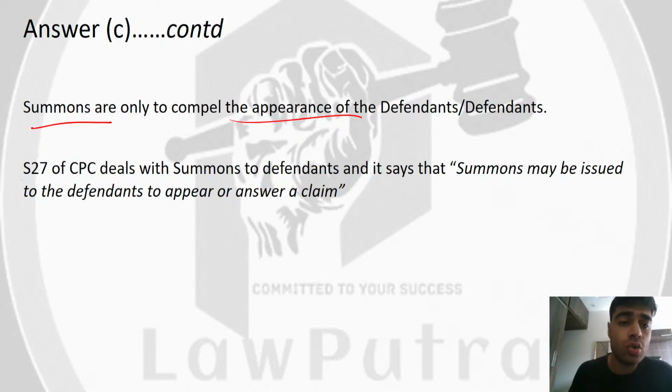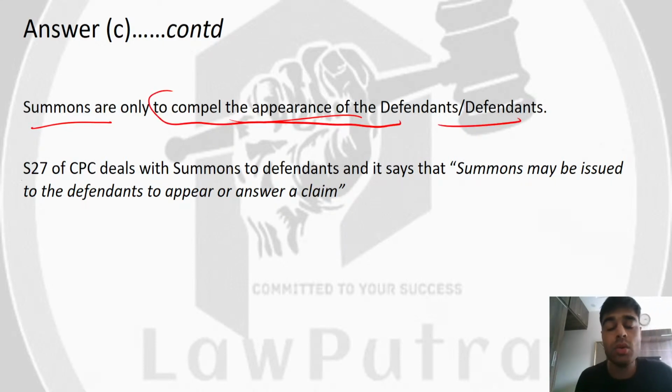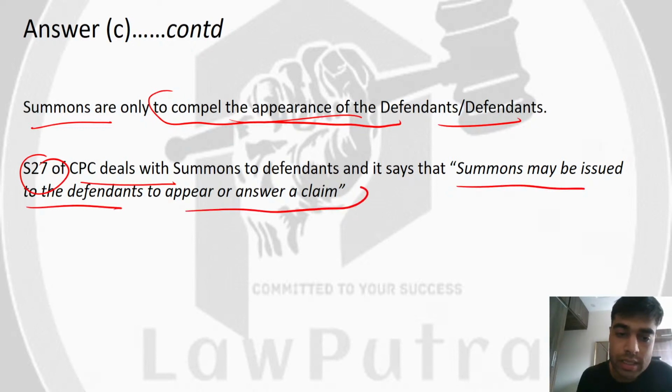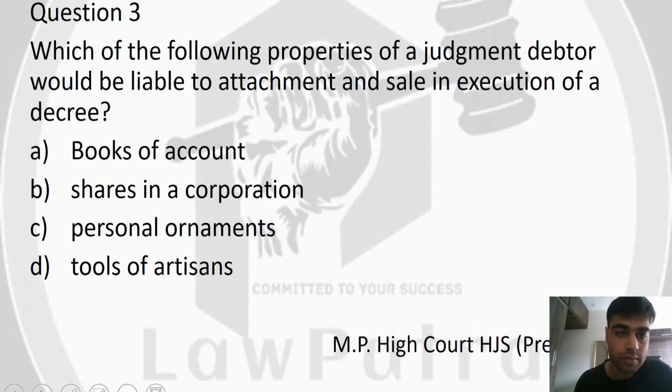Yes, sorry. So summons are only to compel the appearance of the defendant and it has nothing to do with execution of the decree. Section 27 deals with summons, which itself says that summons may be issued to the defendant to appear and answer a claim. So, appear and answer is clear, and that's why summons has nothing to do with the execution of decree. Even if you did not know what is written in the execution of decree, if you just know what a summons is, then you could easily answer that question.